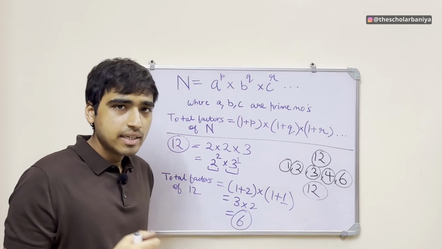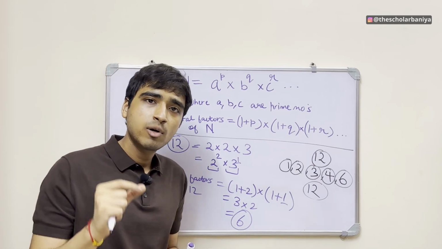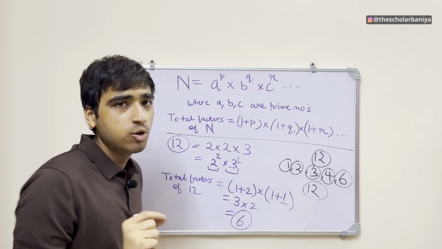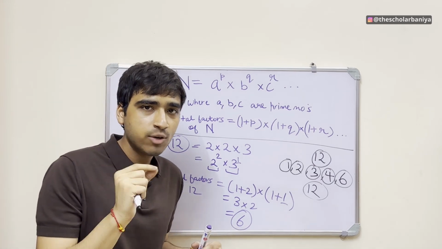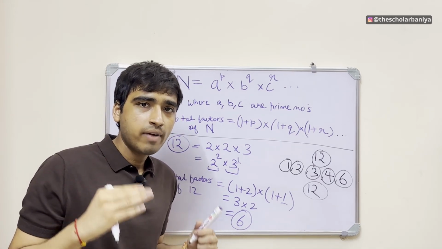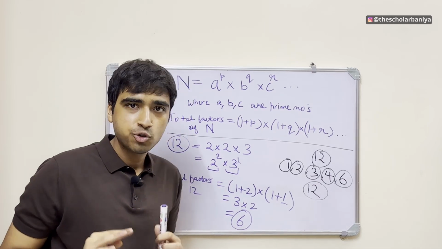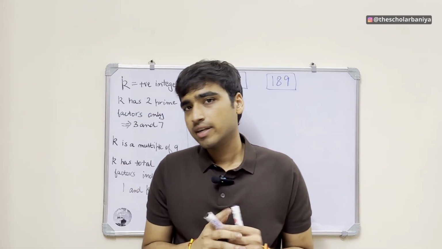6. So basically, if you have to calculate the total number of factors for any given number, just use this formula and you will be able to easily calculate within like 10-20 seconds how many total factors there are for any given number. So let's move on to the next question, guys.